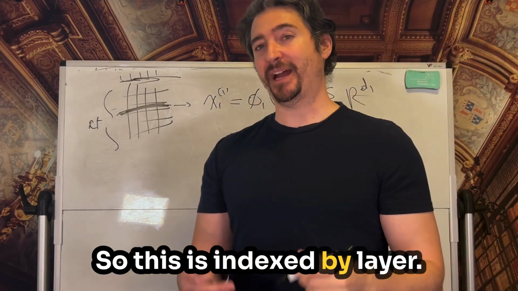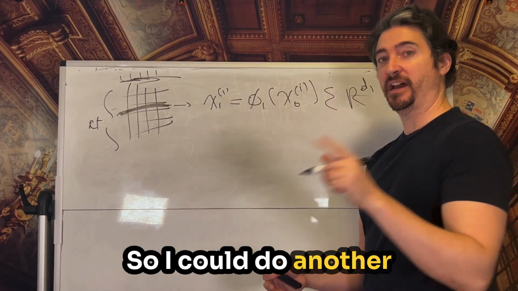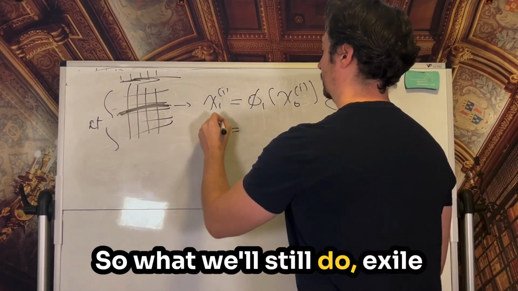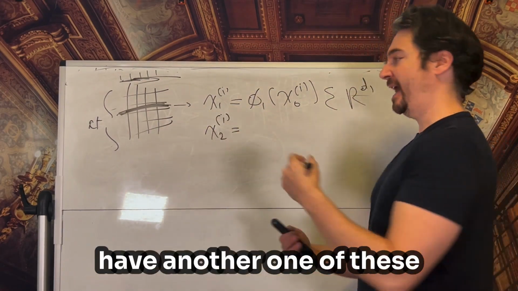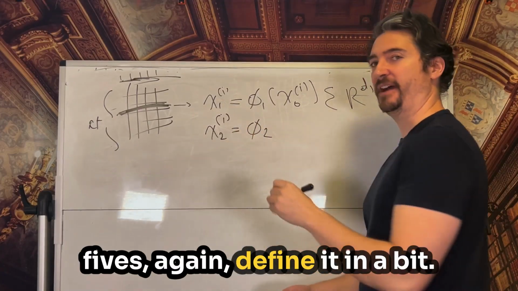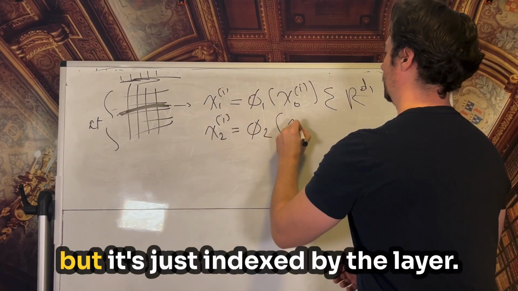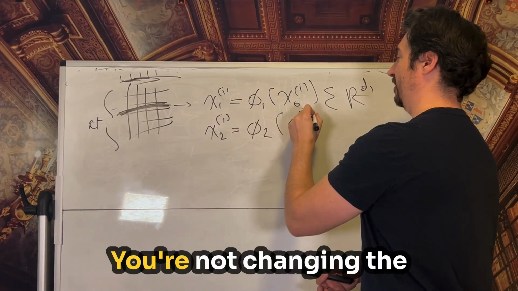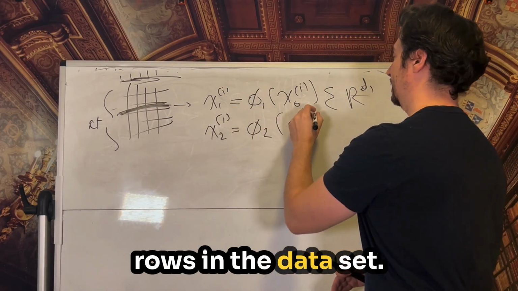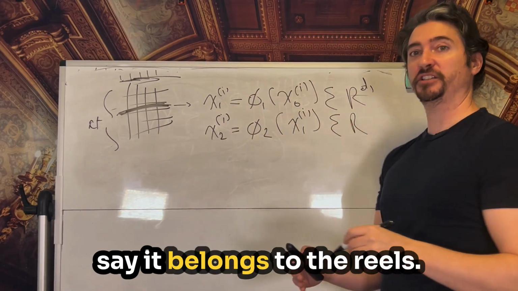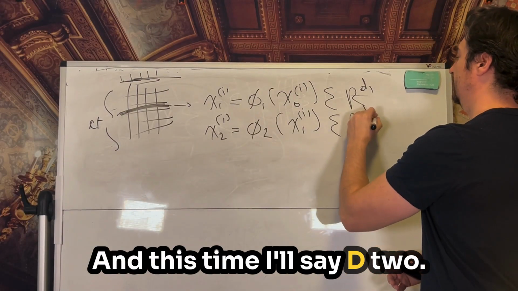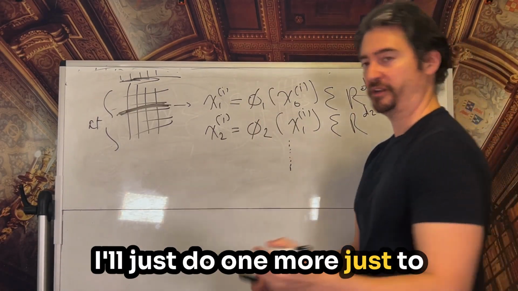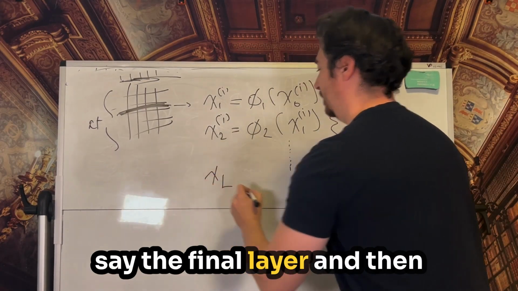This is indexed by layer. I could do another layer for the same row. We'll still do x_i like this, and it's going to have another one of these phi's, defined in a bit, indexed by the layer. It's the exact same thing, not changing the rows in the data set. Then I'll say it belongs to the reals, and this time D2. We can keep going all the way down. I'll do one more just to say the final layer, and then we'll explain everything.